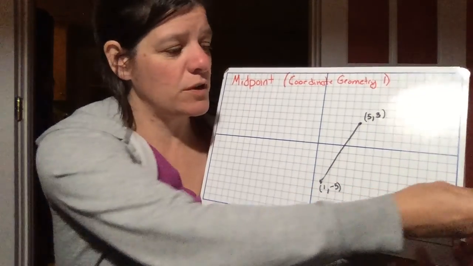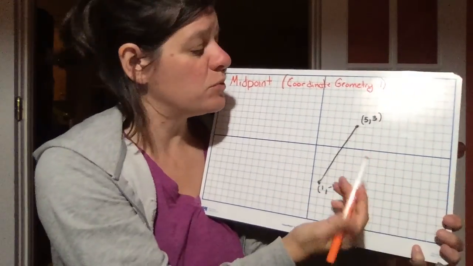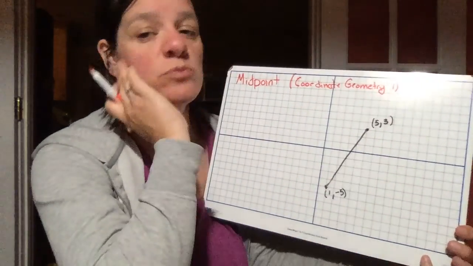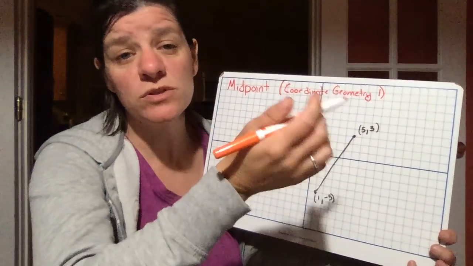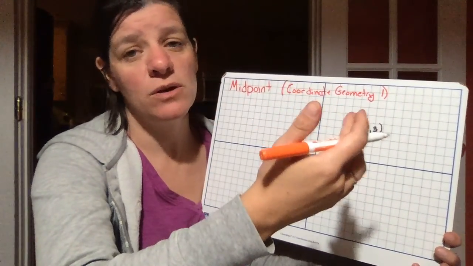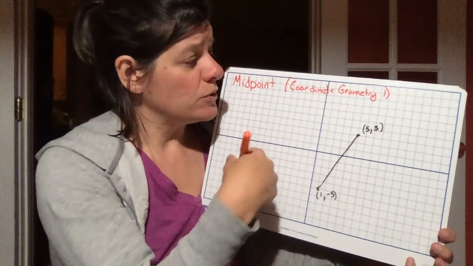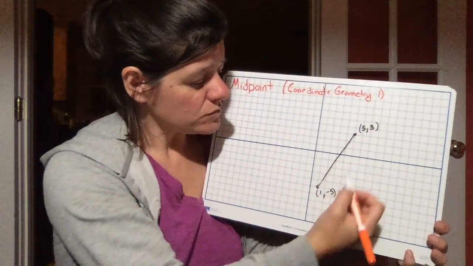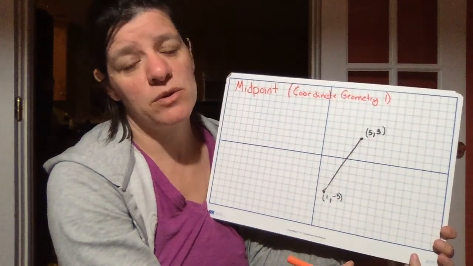Okay, so we're going to talk about midpoint. If I'm trying to find the midpoint between these two points, what am I going to do? This is the first thing that we're doing in coordinate geometry, which is figuring out geometry concepts within a coordinate plane. I've got the point (5, 3) and (1, -5), and I want to find the midpoint.